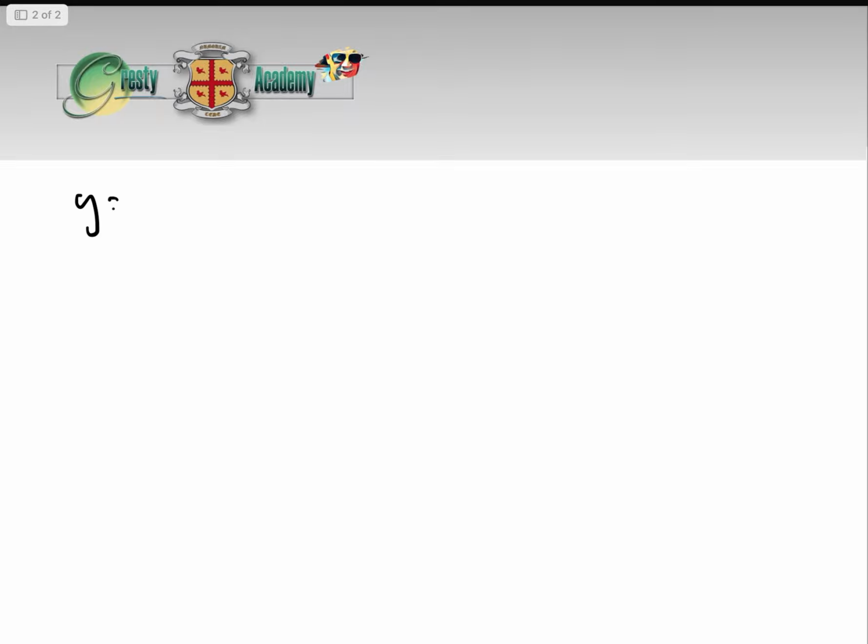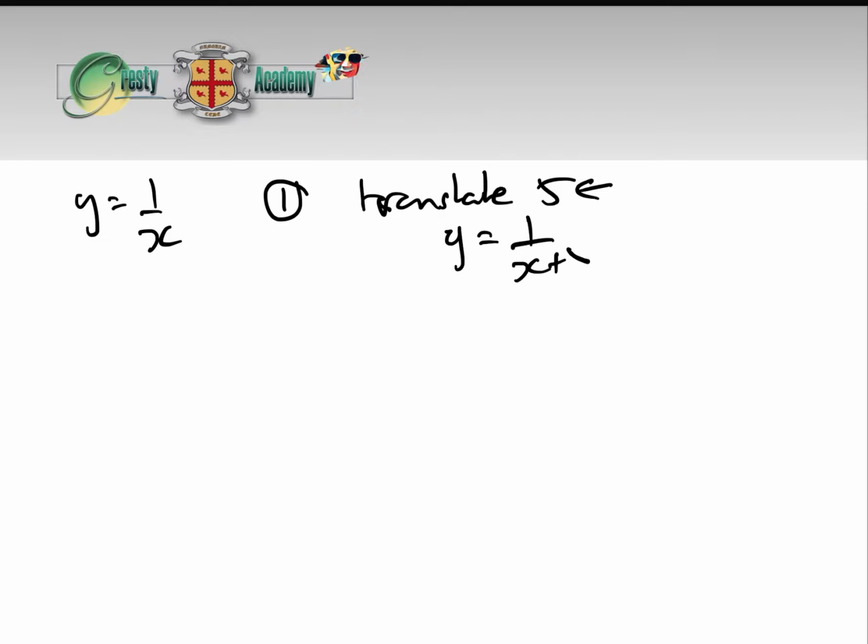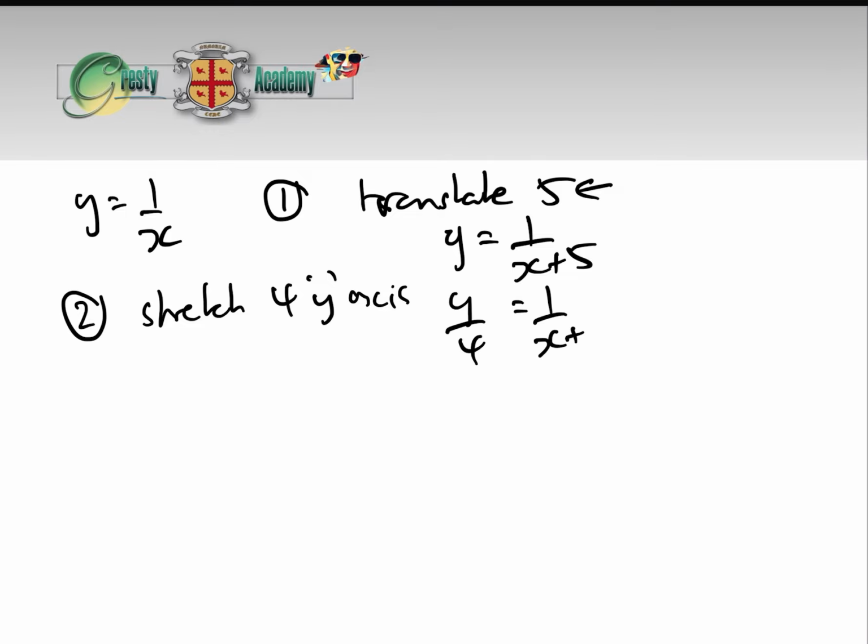Method 3, let's start with y equals 1 over x. So step 1, let's translate 5 that way. So that gives us y equals 1 over x plus 5. Step 2, why not stretch by 4 parallel to the y-axis, and that would give us y over 4 equals 1 over x plus 5, i.e. y equals 4 over x plus 5.